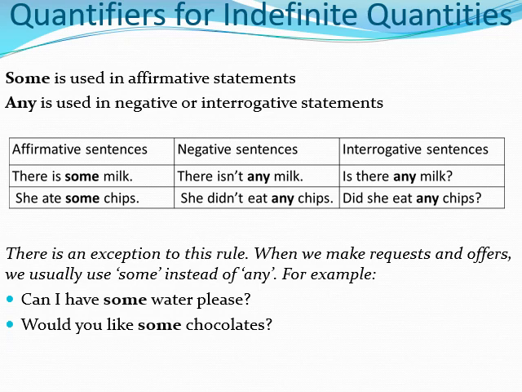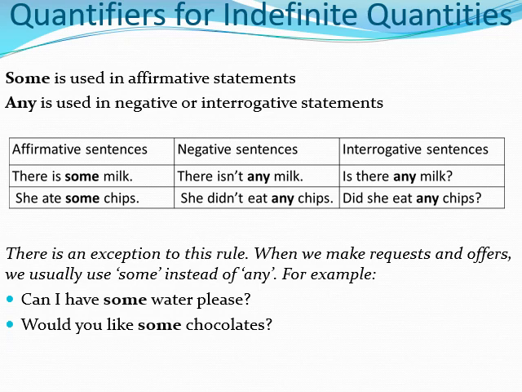Some is used in affirmative statements, positive statements, yes, agreements. Any is used in negative or interrogative statements. Negative, no, rejecting statements. So, an example of affirmative sentences.